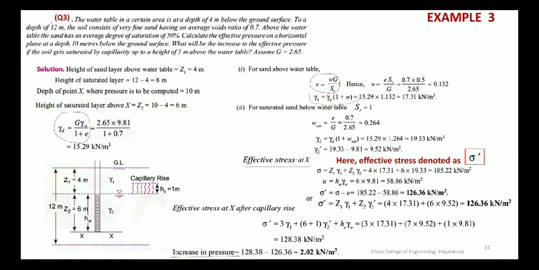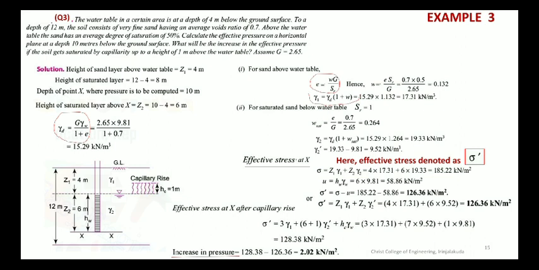So what is W when it is fully saturated? What is the water content? So rewriting, you get W saturated. In the saturated condition, what is the water content? It is E divided by G into SR. SR is equal to 1. E is 0.7. G is 2.65. So you will get the value as 0.264. So that is the water content when it is fully saturated. The water content below the water table.